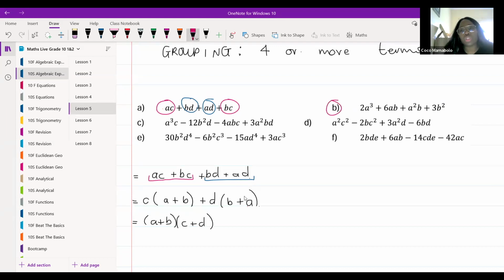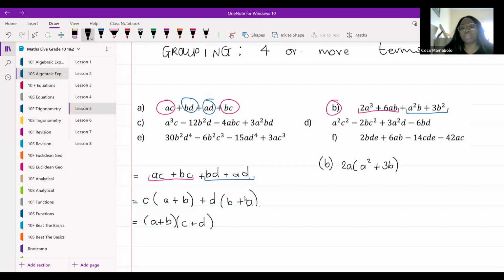What I'm going to do is group these two together, and then group these two together. So let's start with the first two. What do the first two have in common? What is the highest common factor between the first two? What do we see, grade 10s? Good, that's it. It's 2a. So let's take 2a out. If we take 2a out, I'm going to have a squared plus 3b left.